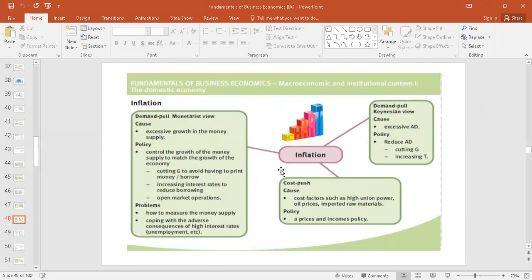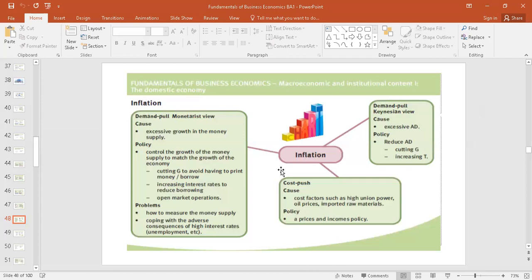So, demand pull, the monetarist view. What is the cause according to this view? The cause of inflation is excessive growth in the money supply. There is a lot of money supply available in the hands of the people, an increase in disposable income. So the policy is to control the growth of money supply to match the growth of the economy. When there is some restriction on how much money flows into the economy or into the hands of the people, if that can be controlled, I think inflation can be cut down.